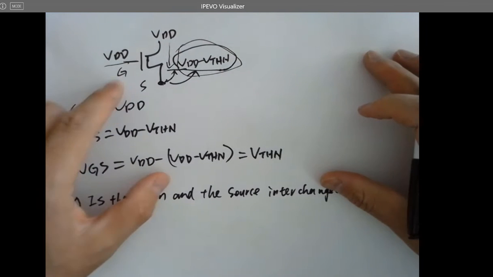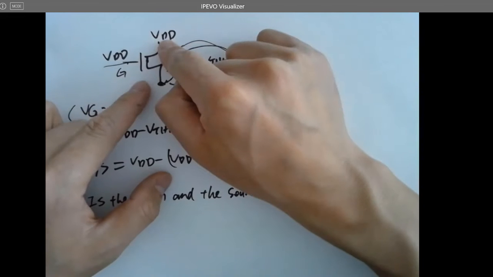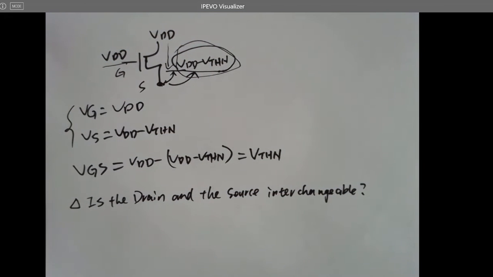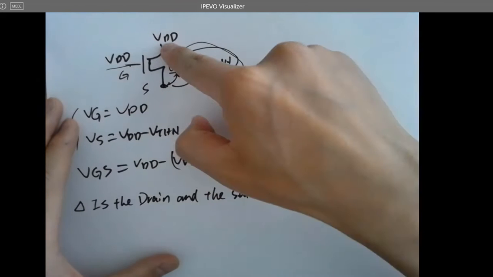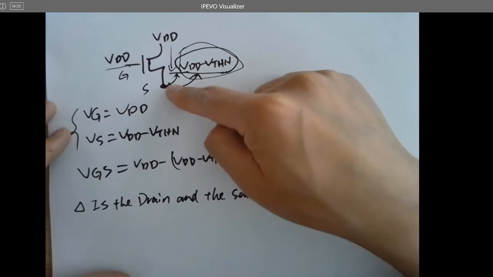Because we're always calculating VGS in this way. But why do we not name this guy S and calculate VGS in this way? I mean, they are equivalent, they are symmetric. Why do we always do that? You know, we just transfer VG to S. What's the trick here?